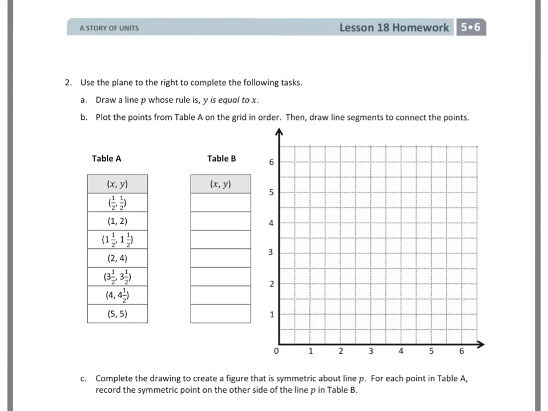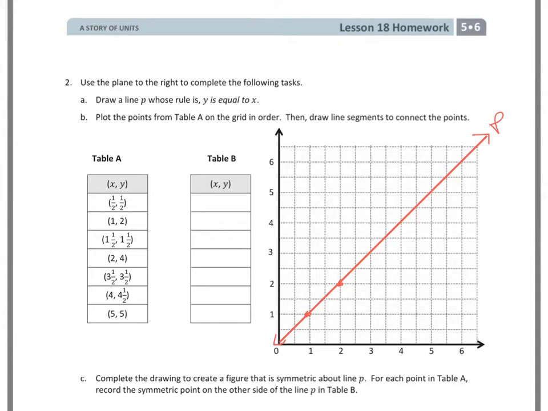So here we're on page 2, and it says use the plane to the right to complete the following tasks. So we got to draw a line P whose rule is y is equal to x. So when y is equal to x, if I go over 1 on the x, I got to go up 1 on the y. Over 2, up 2. So I'm seeing that I have a diagonal line going in. So I'm going to put that in. So there's my line, and I'll draw my arrows on it. And that is line P.